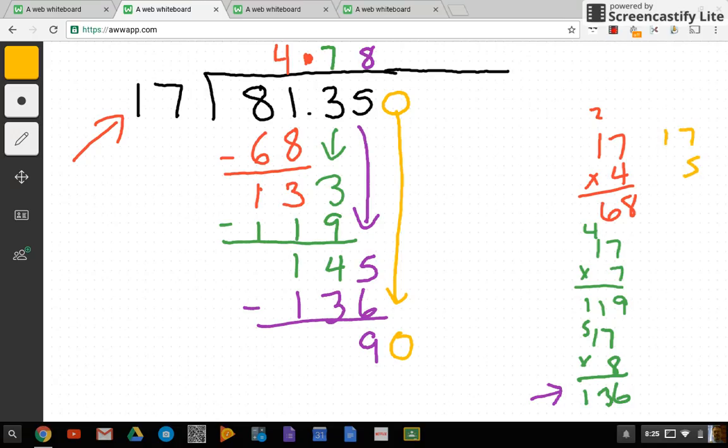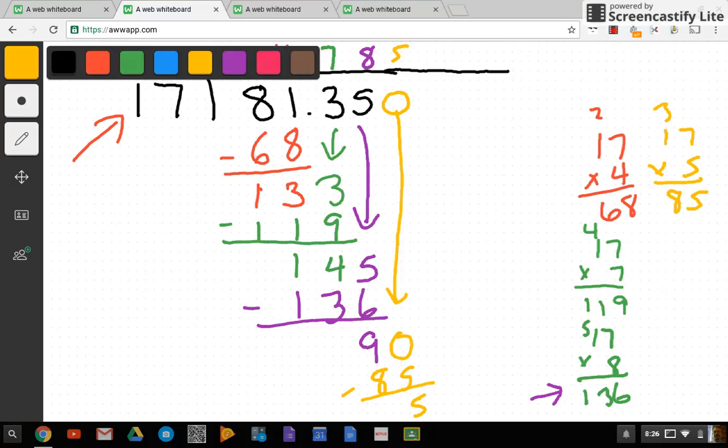17 times 5. That would be 35. Looky there, it's going to be 85. So it's going to go in 5 times right there, which would be 85. And I'm going to have 5 left over. So this would keep going for a long time, but I've got an answer that's probably close enough.